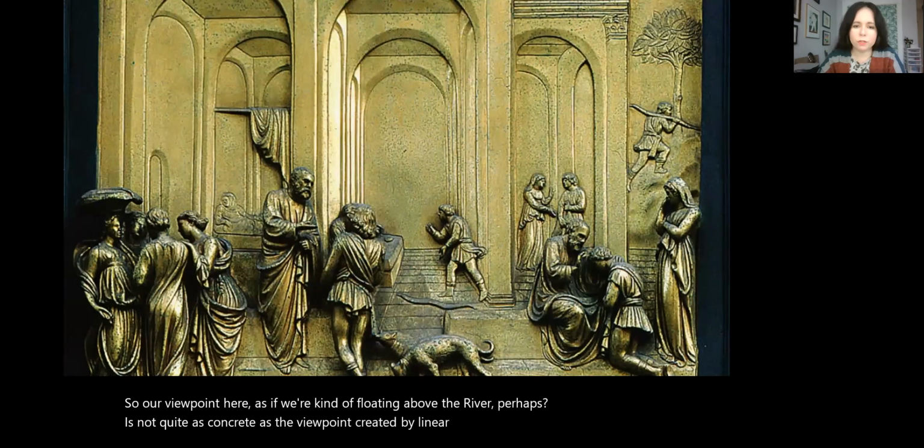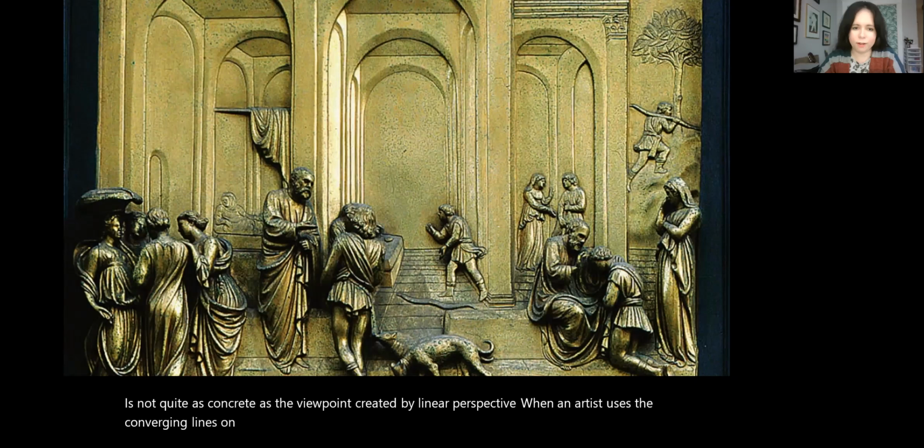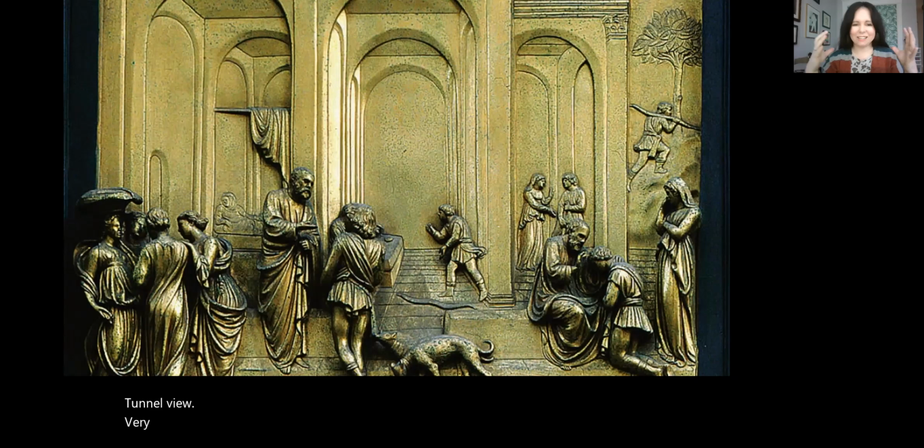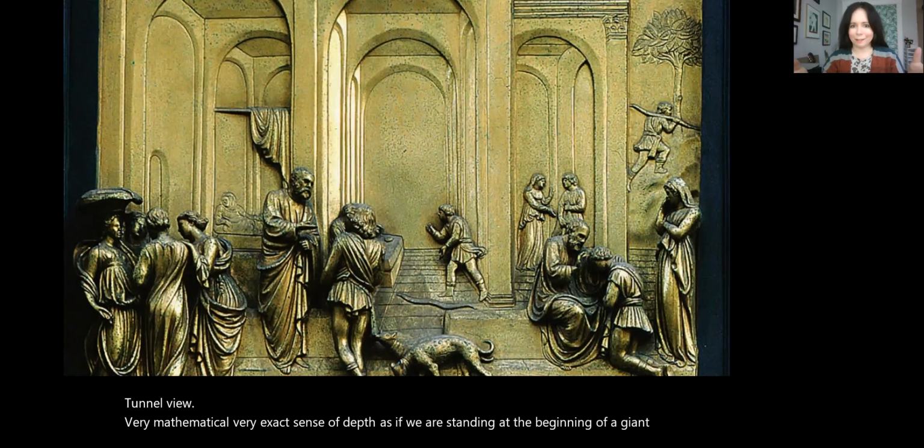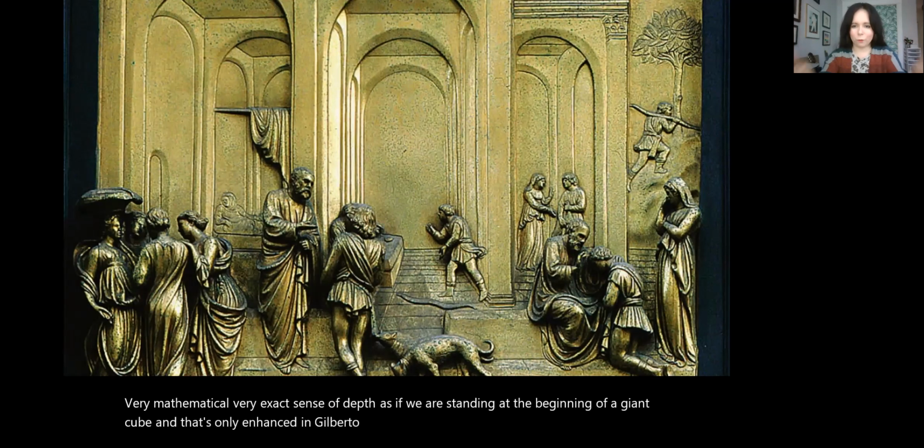When an artist uses the converging lines at the vanishing point of a horizon, we get a sort of tunnel-like view, a very mathematical, very exact sense of depth, as if we are standing at the beginning of a giant cube. And that's only enhanced in Ghiberti's work with the very square, angular architecture that he's framed the story with.